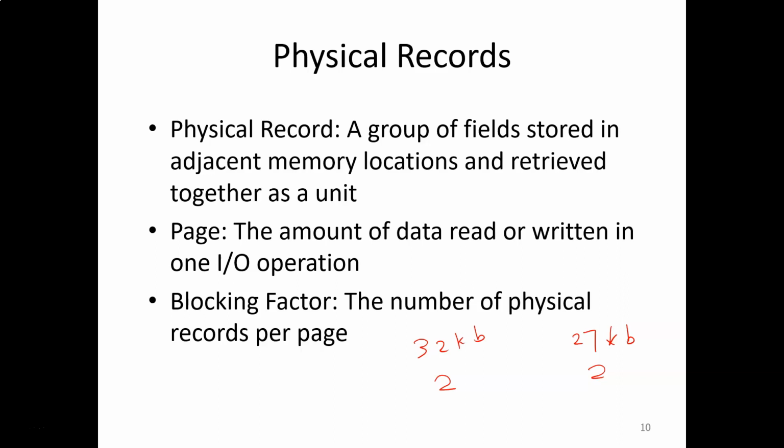So, one decision you want to make in the physical database design is how you want to organize the physical record so that the blocking factor is going to be an integer multiple.